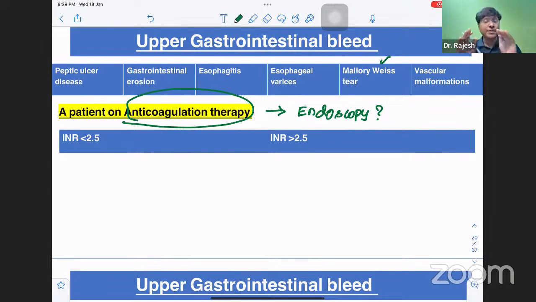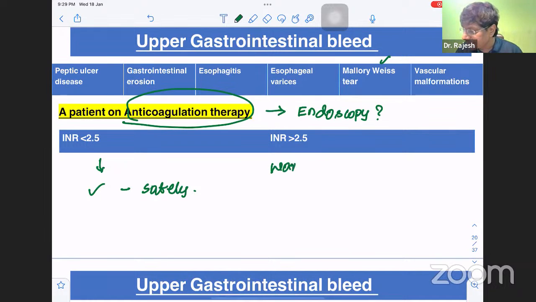So what should be your answer is, if the INR of the patient is less than 2.5, you can do endoscopy, right? If the INR, the international normalized ratio of the patient, is less than 2.5, endoscopy may be performed safely, no problem, right? But if the patient is taking warfarin and INR is more than 2.5, at this point, don't do endoscopy.